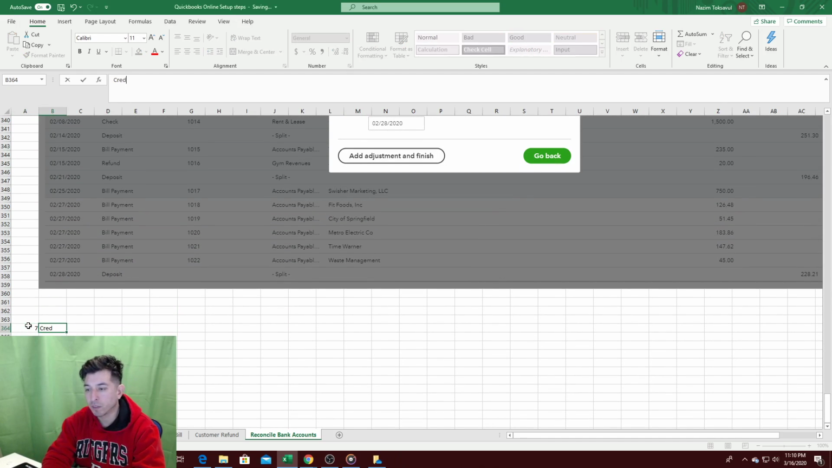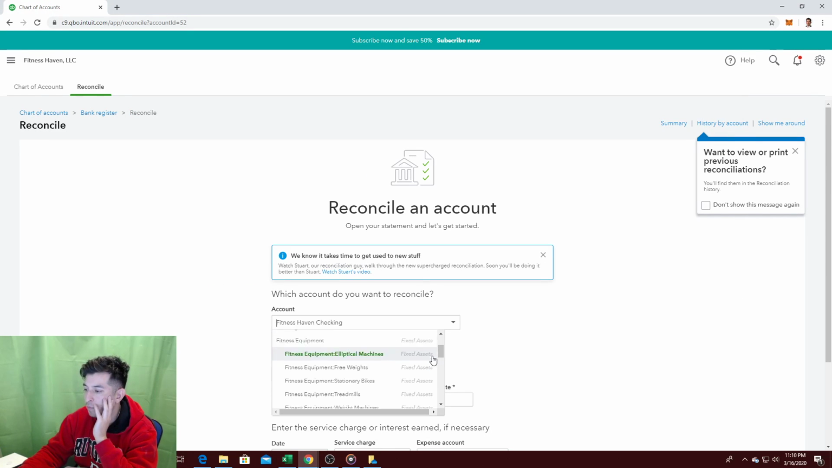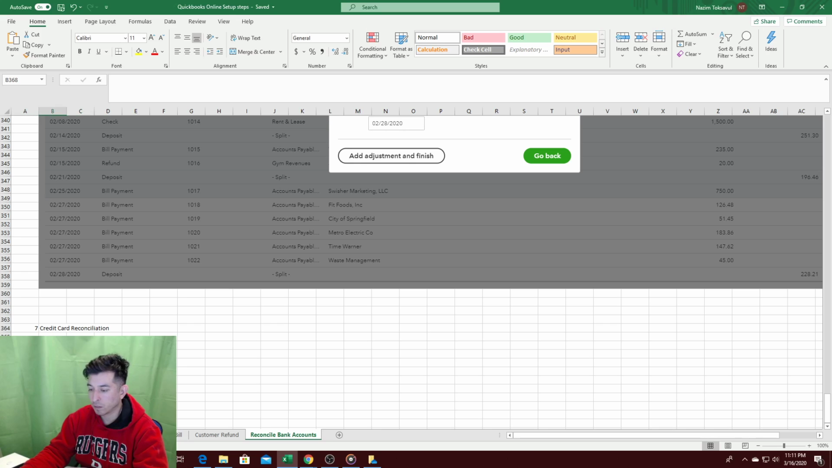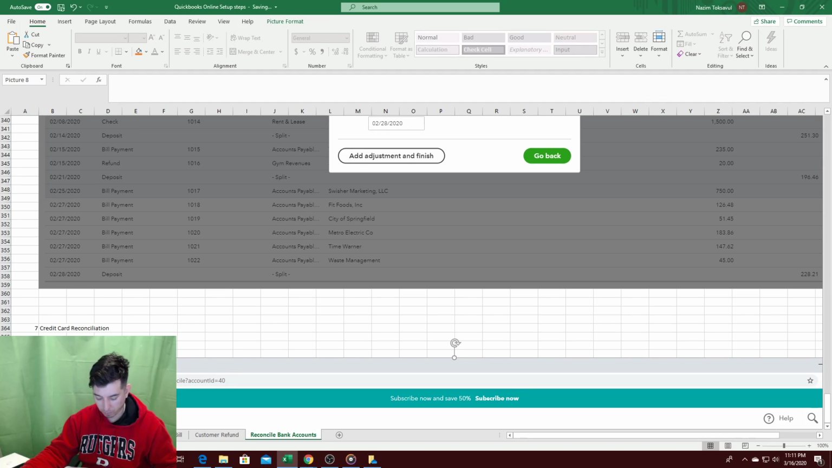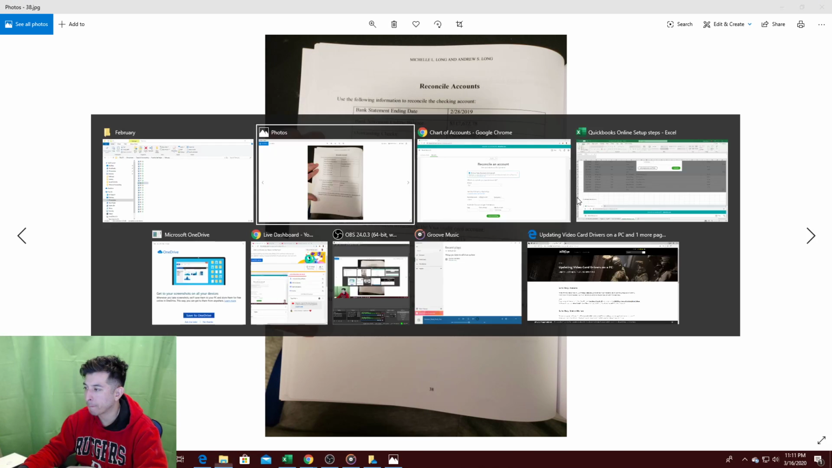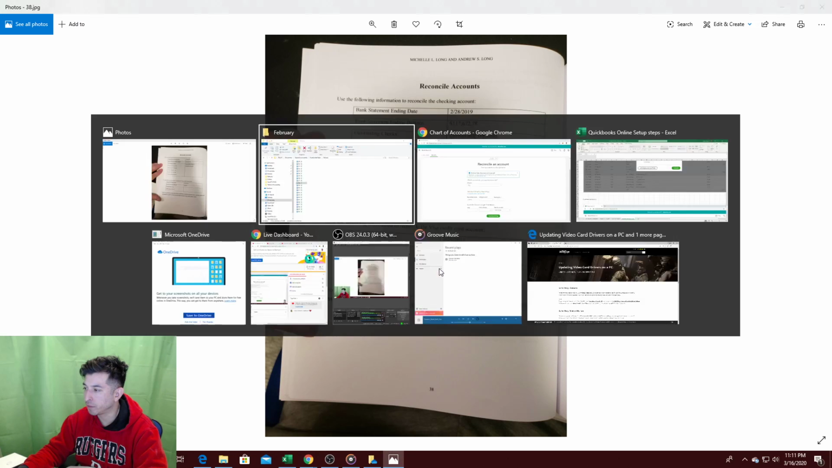Sub credit card reconciliation. Okay. So to reference back to what we were looking at before, to complete this reconciliation for the credit card account, let's see what page that is. Page 38. Right here. So ending balance is going to be $68.97.